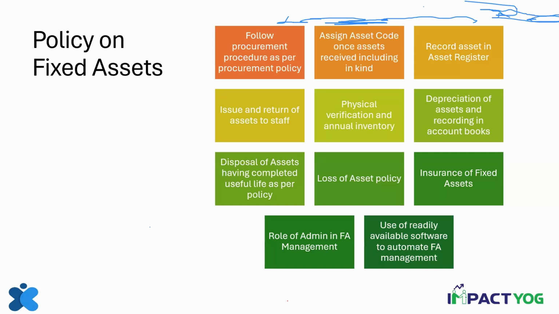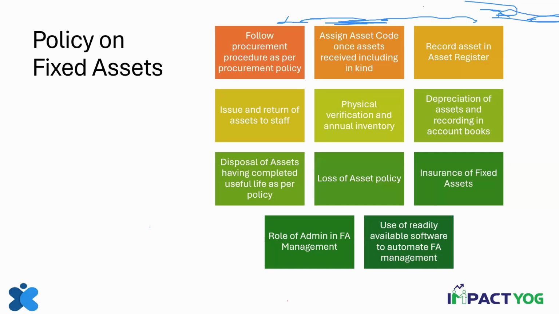Then you have to record that asset. Even if you get any asset in kind, you will have to record it. Somebody might give you an asset in kind and say, well, I want to just donate my refrigerator to you. You will have to include it in your fixed asset register, record it, and give a code to it. Why do you need a code? Because that code will be referred to for that particular asset, since that asset is not getting consumed. Then record the asset in an asset register.